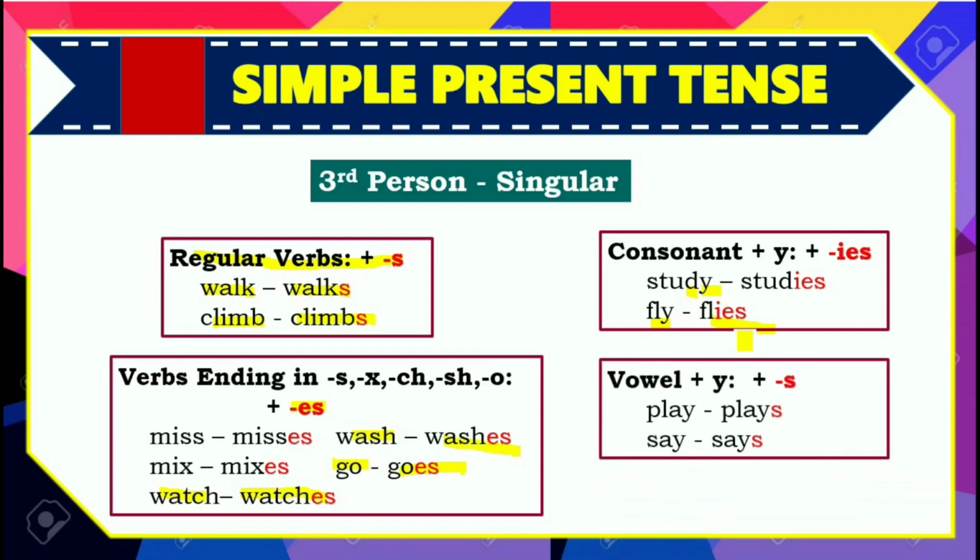For verbs that end in vowel plus y, we just have to add s. For example, play. Here is vowel plus y. We just simply have to add s to the verb, so it becomes plays. Say becomes says. So again, just be reminded of these rules and be careful of how you spell the verbs because, of course, spellings are also important.